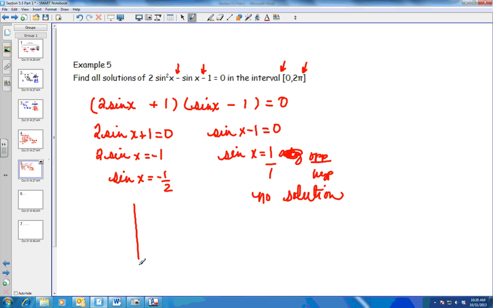If you don't know what those are, and again, they gave me a limited interval, so I don't have to worry about pi k and things like that. I'm going to draw my 2 triangles where sine is negative. So all students take calculus. That would be in the 3rd and the 4th quadrants. We know that sine is opposite over hypotenuse, or y over r. So my y value is negative 1 and my hypotenuse is 2.